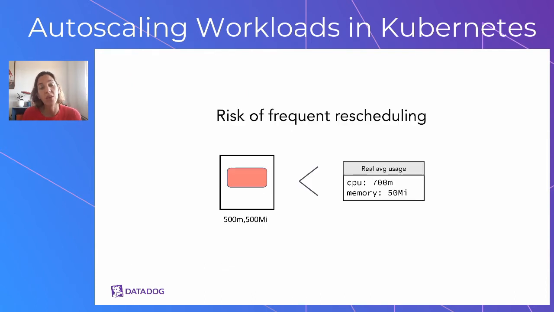So what happens if we request less than we need? For example, we requested 500 millicores and actually we're using 700 millicores most of the time. When the scheduler needs space for some other pods, probably your pod is going to be rescheduled because it's using more than it actually requested in the first place.